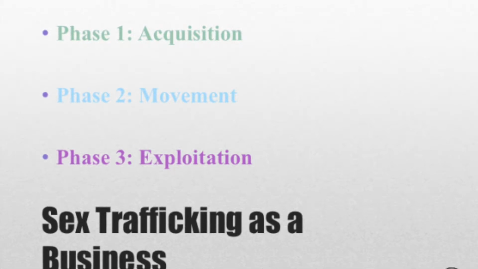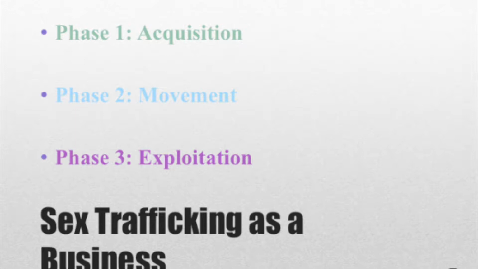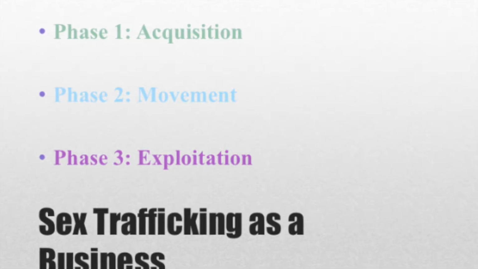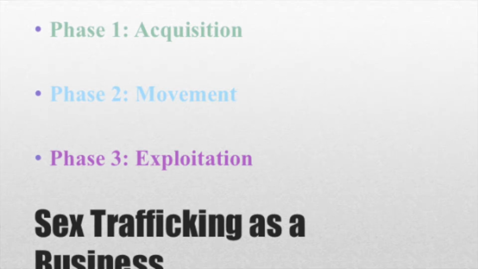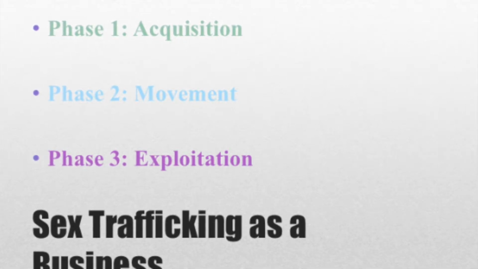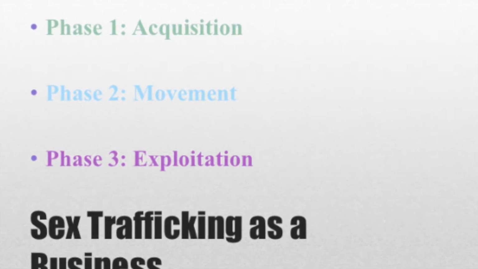The business of sex trafficking can be understood in a three-phase model. Phase 1 is acquisition. This is where the victim is initially brought into the sex trade. There are a few techniques in which sex traffickers bring victims into the sex trade, which will be discussed later on. Phase 2 is movement.